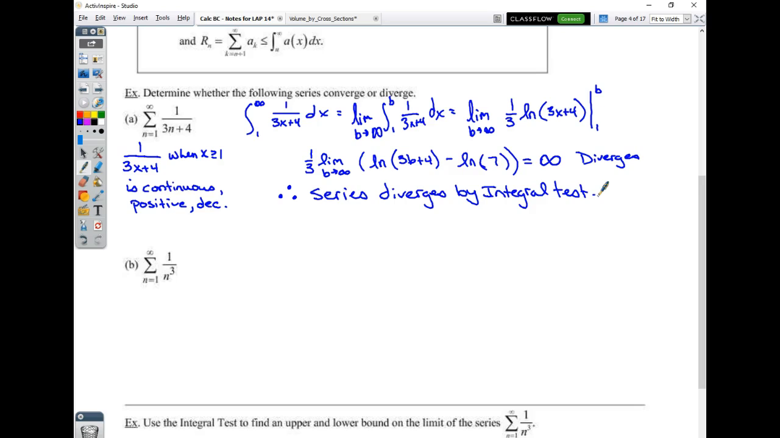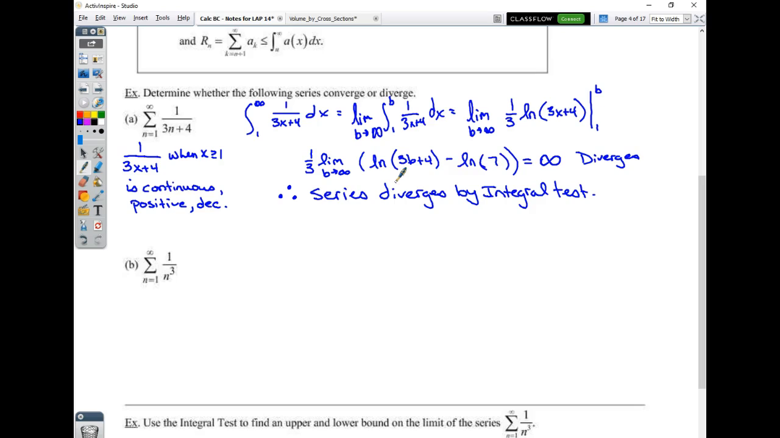I've stated all the conditions: continuous, positive, decreasing when x is greater than or equal to 1 of that function. I showed my limit, I evaluated it, showed that it diverges, so the series diverges, done. It's the same process no matter what we do.